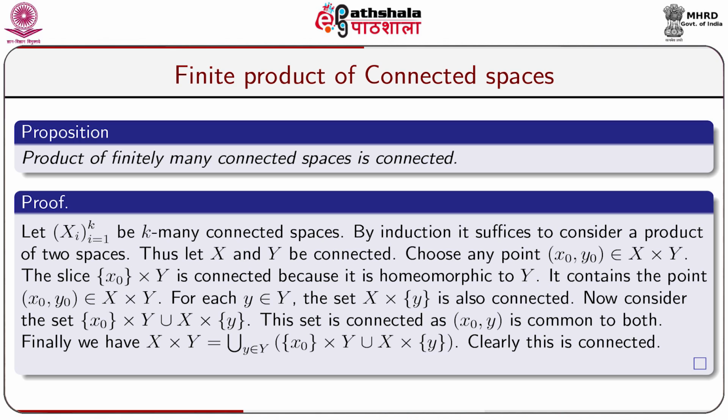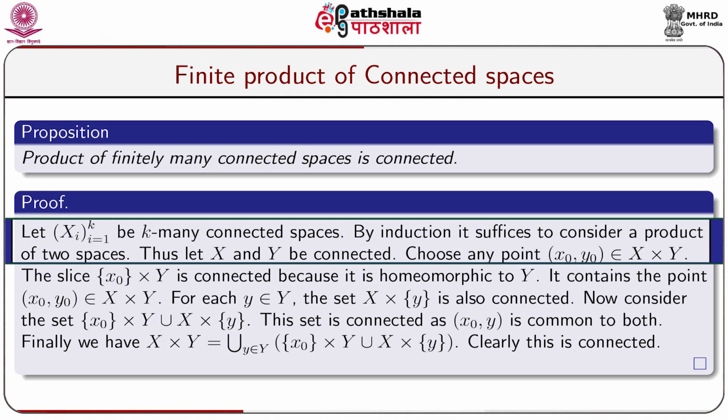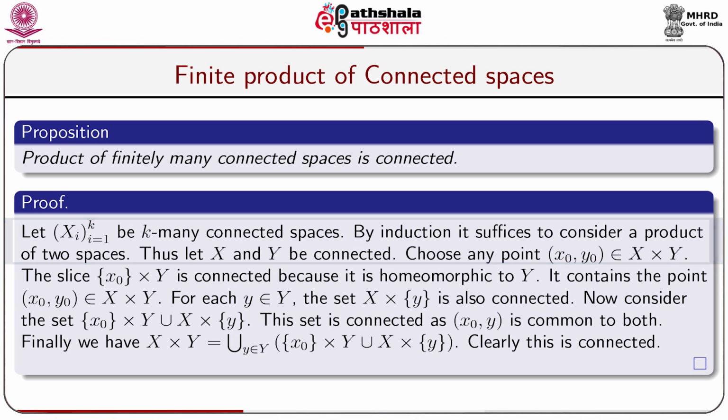Proposition: any product of finitely many connected spaces is connected. Let us consider k many connected topological spaces X1, X2, up to Xk. Now, their Cartesian product X1 × X2 × ... × Xk can be written as the Cartesian product of X1 × ... × X(k-1) and Xk. That means it can be expressed as the Cartesian product of two spaces.